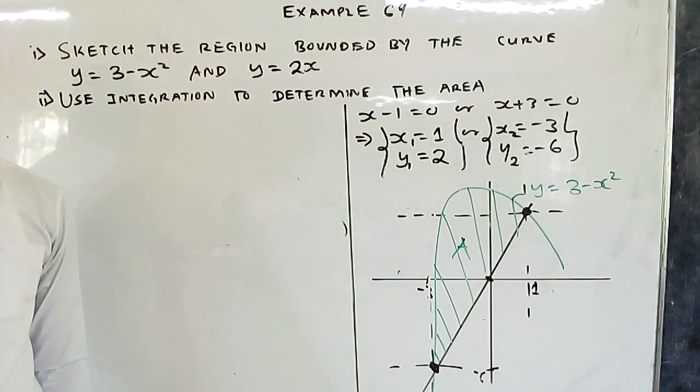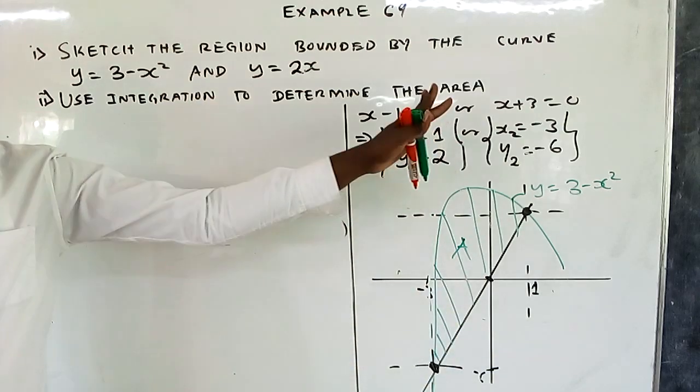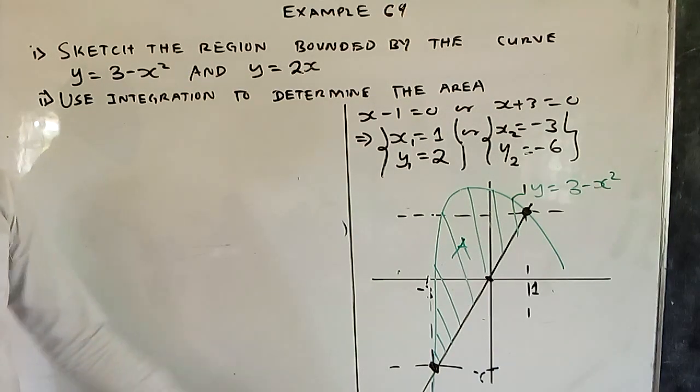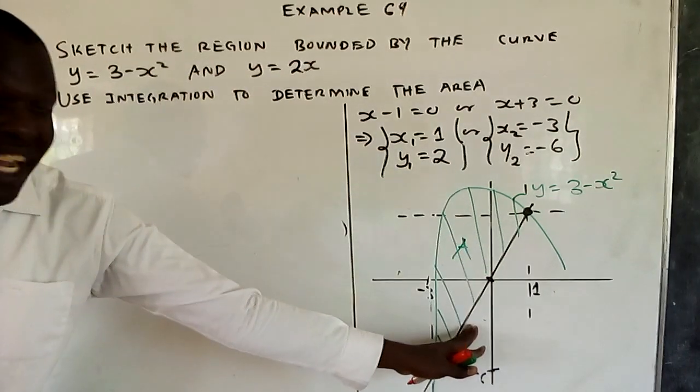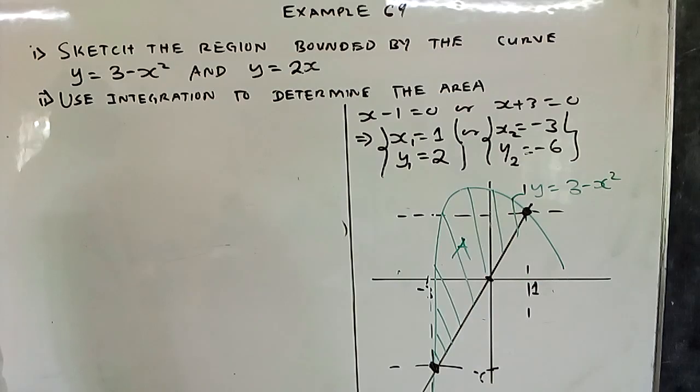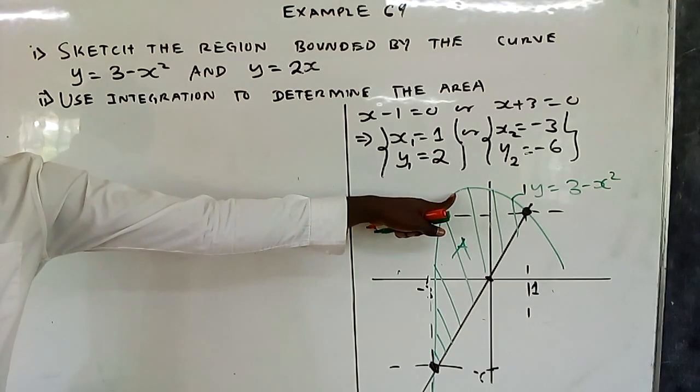Are we together? If you take the curve which is down minus the one which is up, you will get a negative area. Then you ignore the negative. But anytime you take the curve which is up minus the curve which is down, when you integrate that, it will give you a positive area. Is that okay?